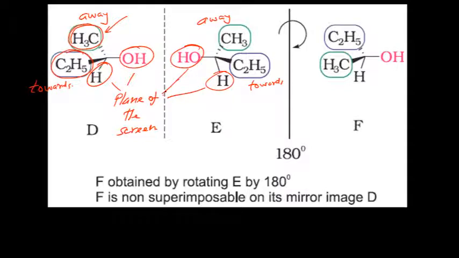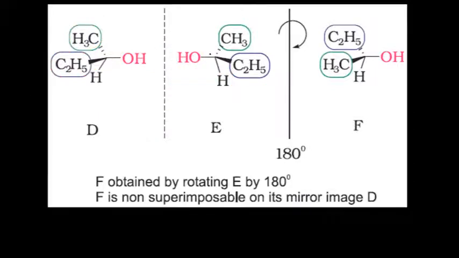Now rotate it 180 degrees. We are doing the same thing. When you rotate, the OH goes on the right hand side. The C2H5, which was pointing towards us, when we rotate it by 180 degrees, will actually go backward. Just visualize in your mind. So it is now away.